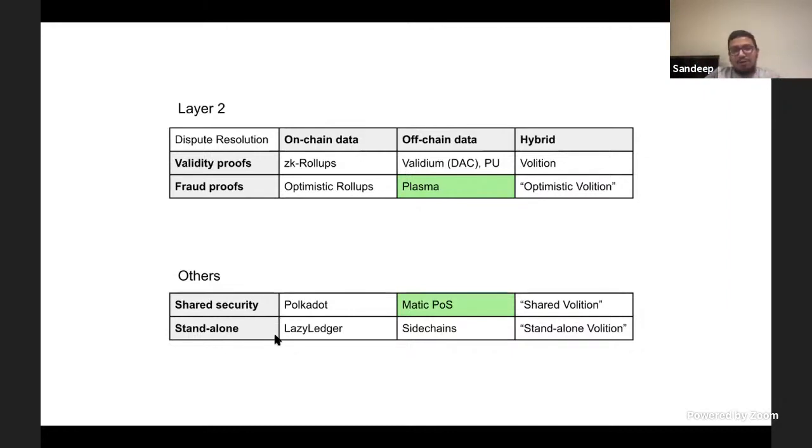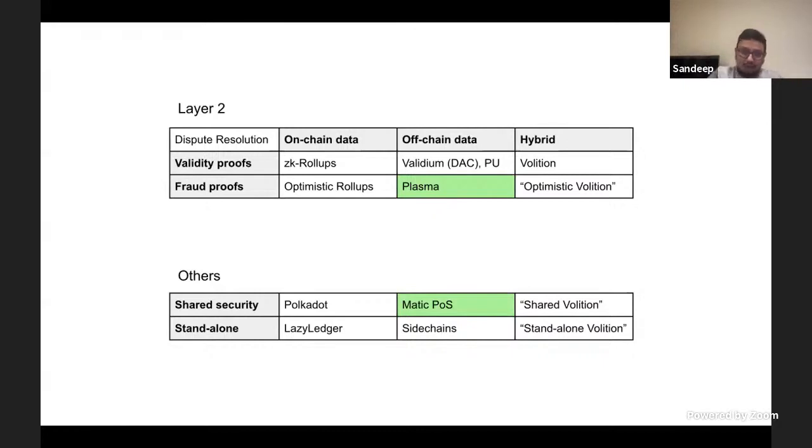And then you can also have standalone chains. Standalone chains can be, like, Lazy Ledger is one, a very off example, although it's more into data availability. But examples of completely standalone chains can be, let's say, the ETHGlobal chain, which has standalone consensus. Everything is separate. Or you can think of Cosmos-like chains, which are completely standalone chains.